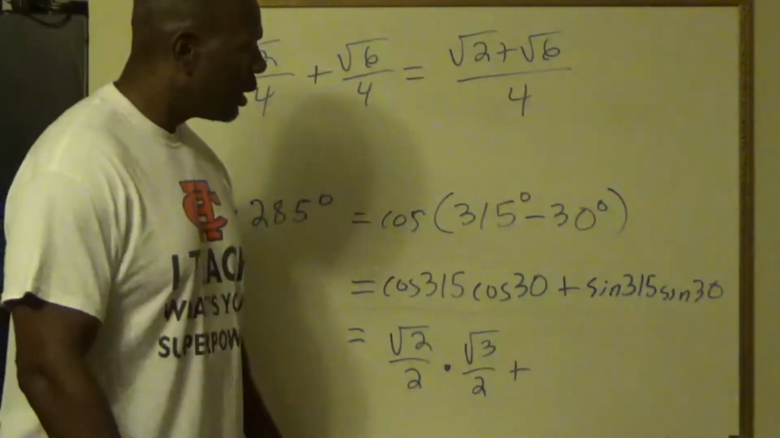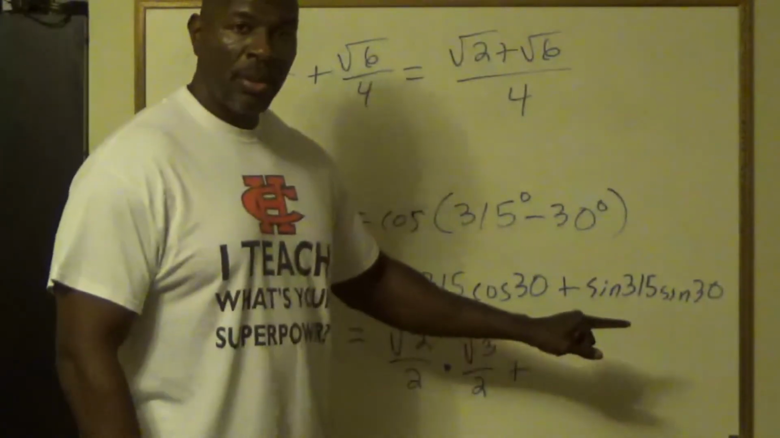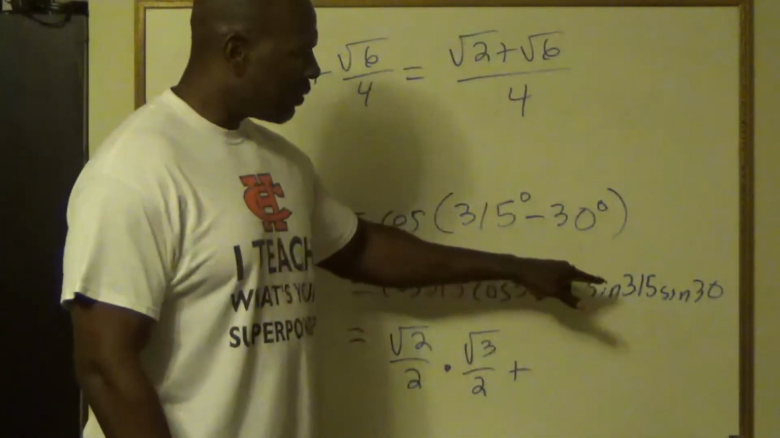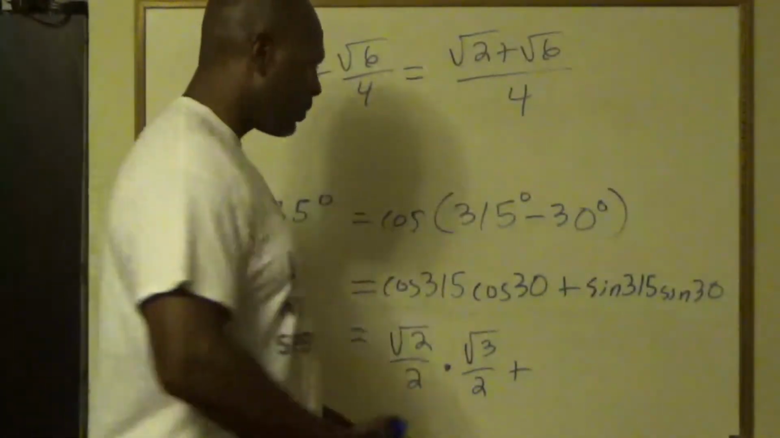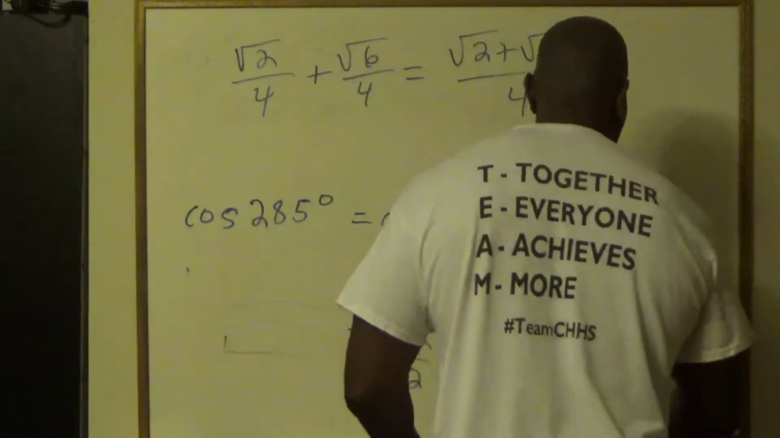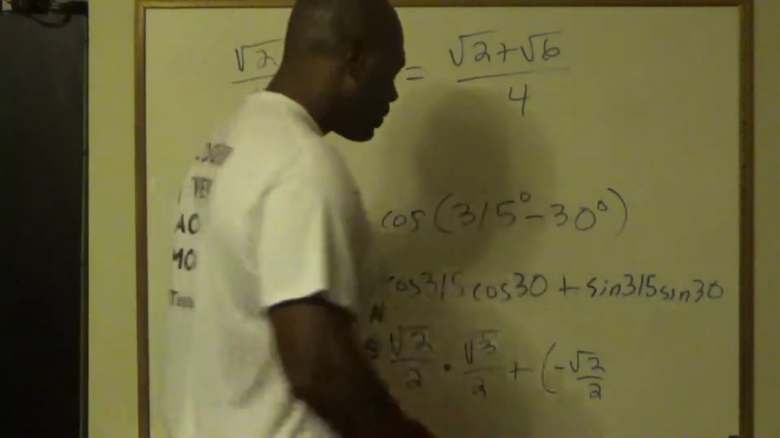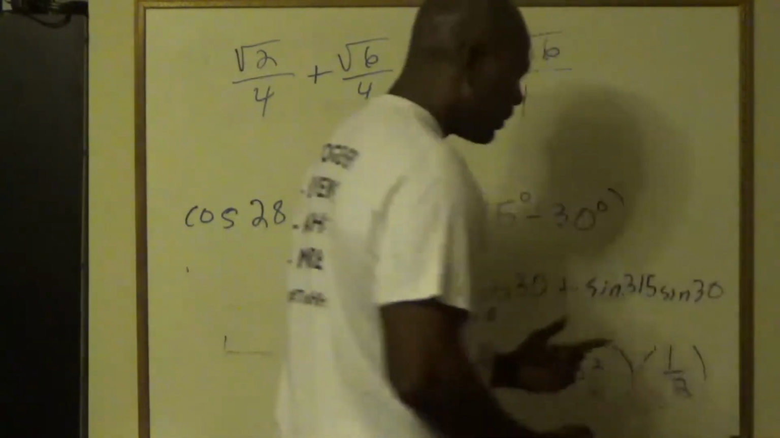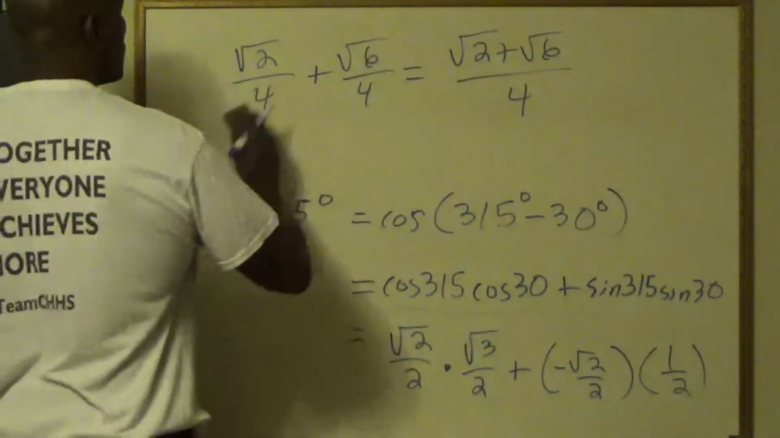Now the sine of 315, again 315 has a reference angle of 45, sine of 45 is the square root of 2 over 2. 315 is in quadrant 4, sine is negative in quadrant 4. So the sine of 315 is the negative square root of 2 over 2. And the sine of 30, of course, is 1/2. Sine of 30, 1/2, of course, is positive. 30 is in quadrant 1.